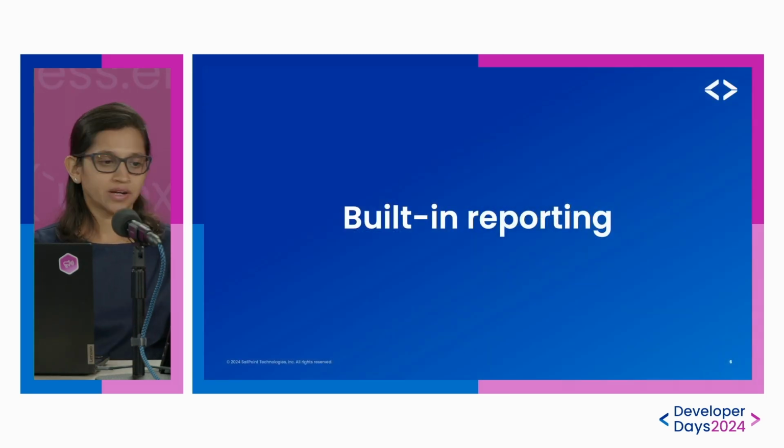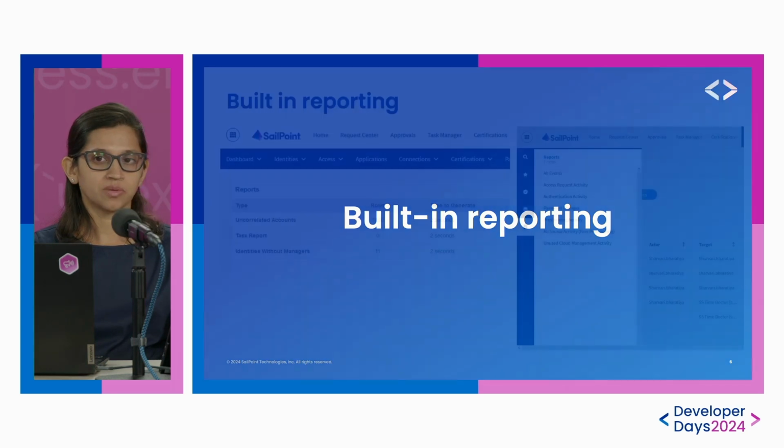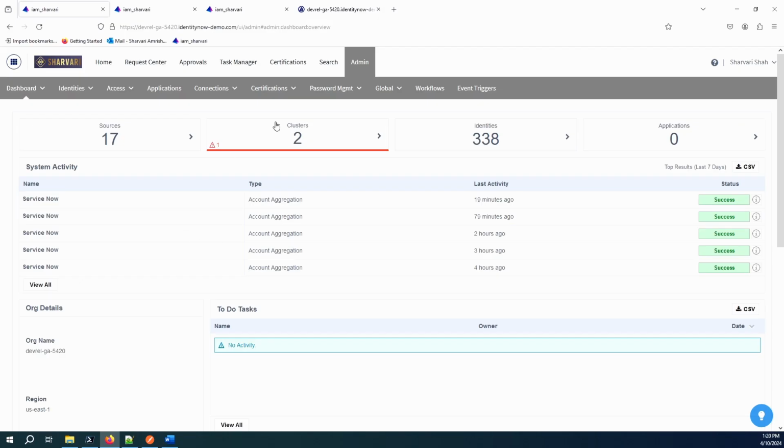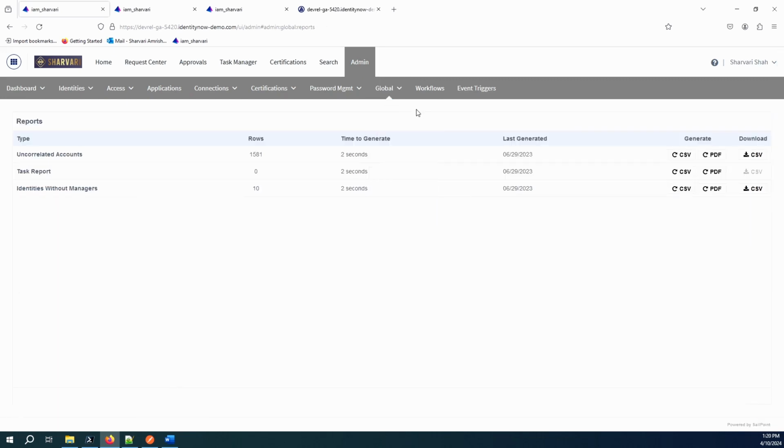So let's dive right into it. Let's explore some of the built-in functionalities of reporting that we have available. If you're able to see my screen, we have these nice built-in reports that are available directly within the SailPoint platform. We have about three reports here, which are very useful when we are trying to do access reports and even access reviews.